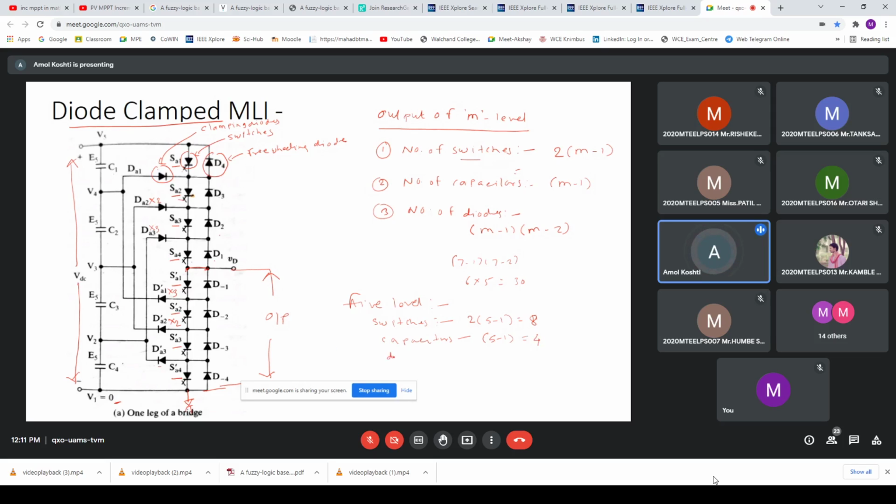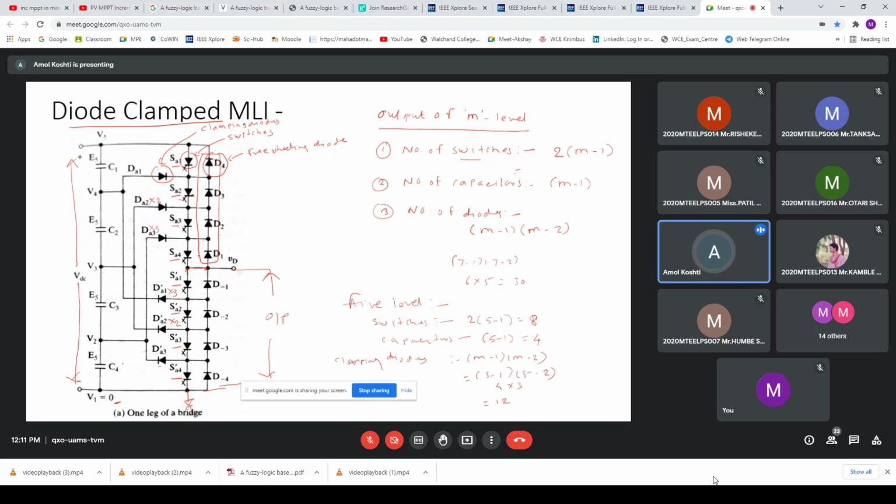And diodes. You don't count these diodes, they are different. Otherwise you might have a question. I will write here the clamping diodes: (m minus 1) into (m minus 2). So here 5 minus 1 into 5 minus 2, so 4 into 3, total 12 diodes. So 12 diodes we have to use on this clamping side.